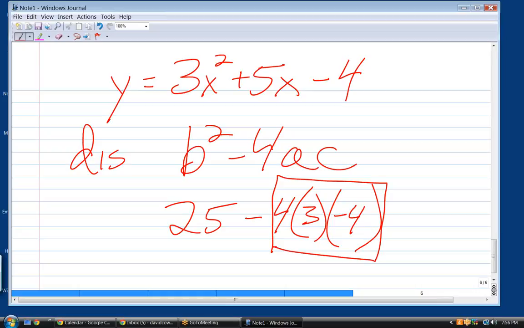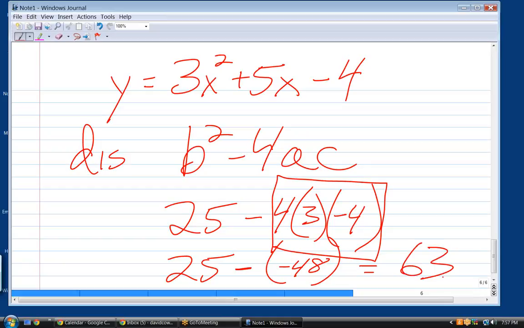Isn't it negative 48? Well, this is negative 48. So what's the discriminant going to be? Oh, it's going to be 25 minus a negative 48. Those two negatives become a positive. Becomes positive 63, meaning we're going to have two real solutions.